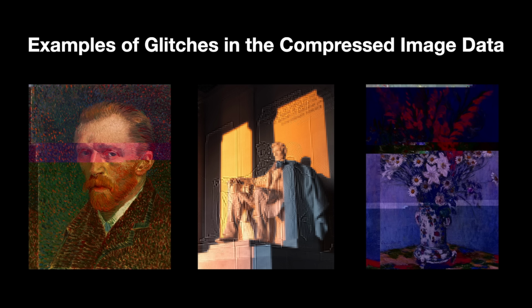And as you can see, glitches in the image data create all sorts of visual chaos, color shifts, blocky artifacts, horizontal displacement, and other strange effects depending on where exactly the image gets corrupted.